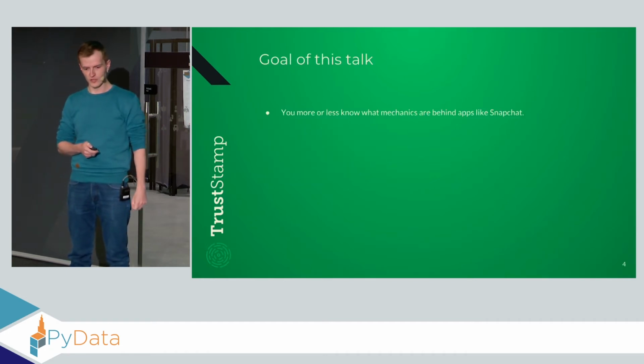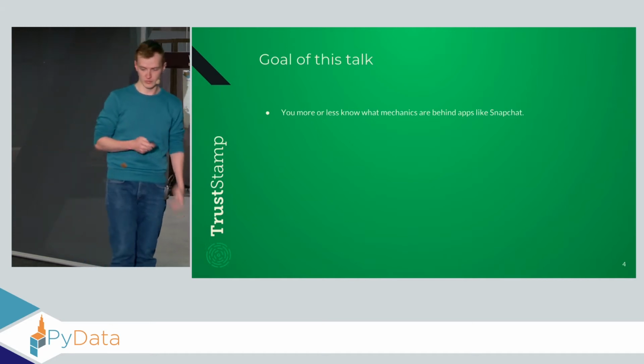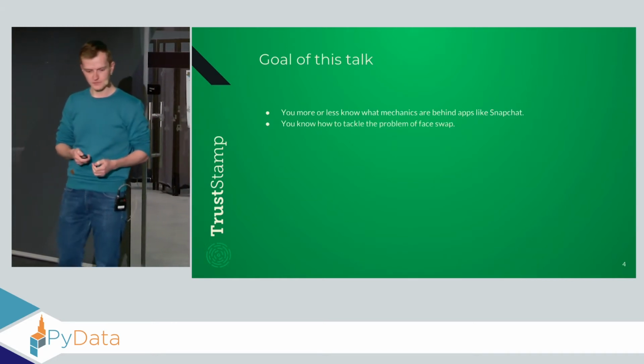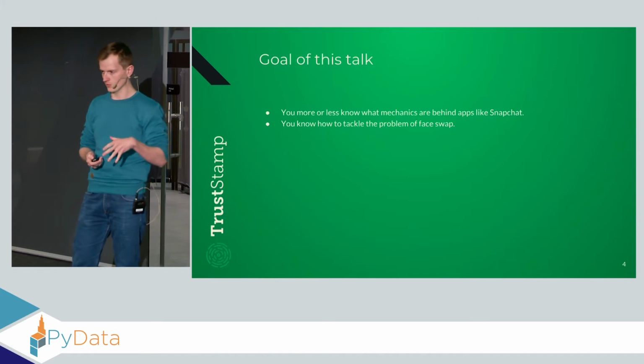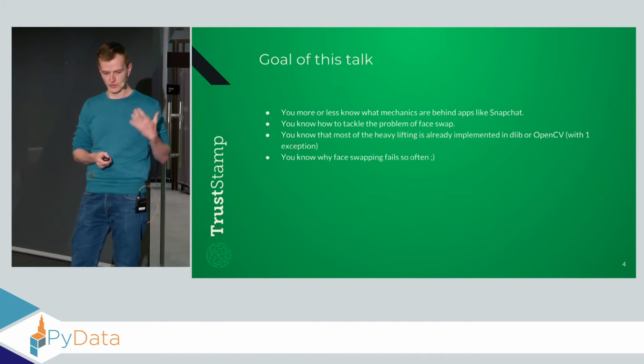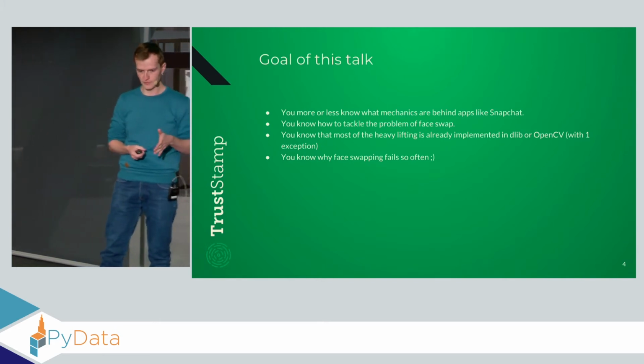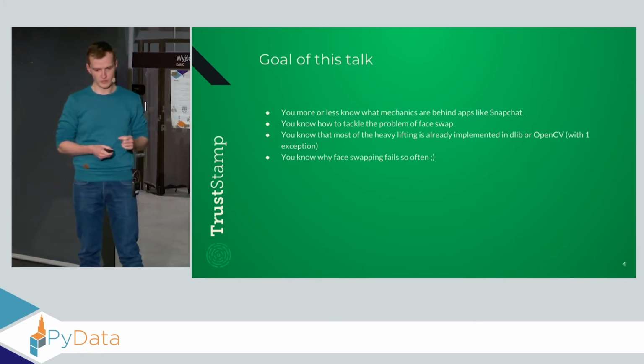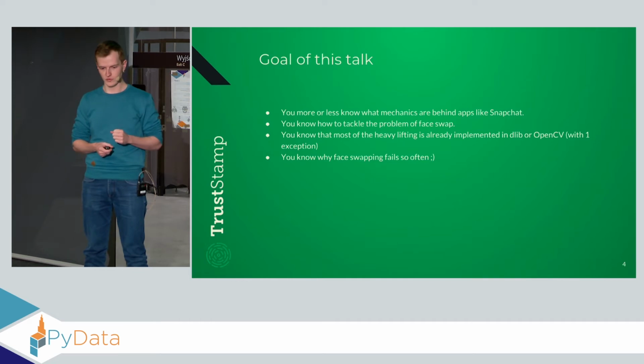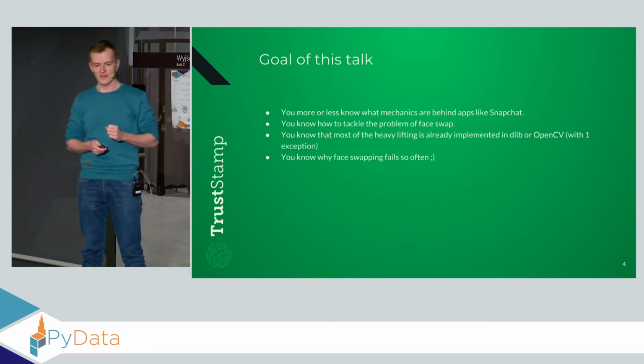Okay. So let's talk about the goal. So you more or less know what are the mechanics behind apps like Snapchat. You know how to tackle the problem of face swap. You know that most of the heavy lifting is already implemented in dlib or OpenCV. With one exception, I'm going to talk about this. And you know why face swapping fails so often.